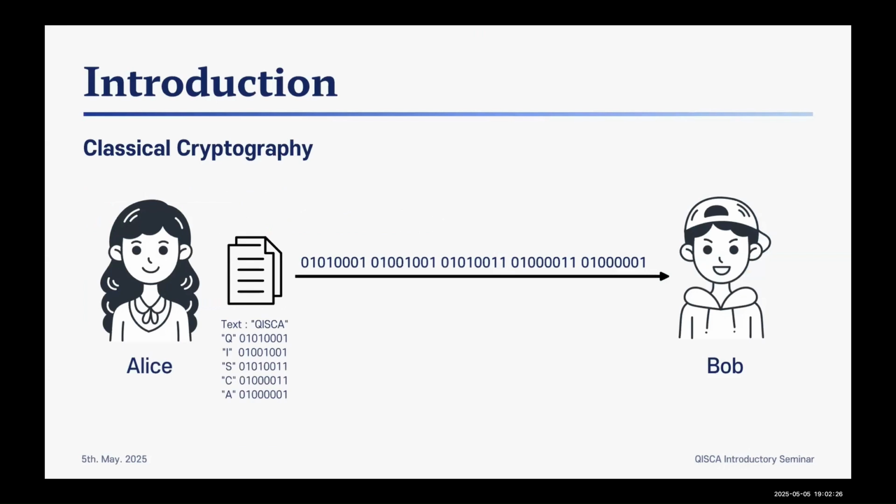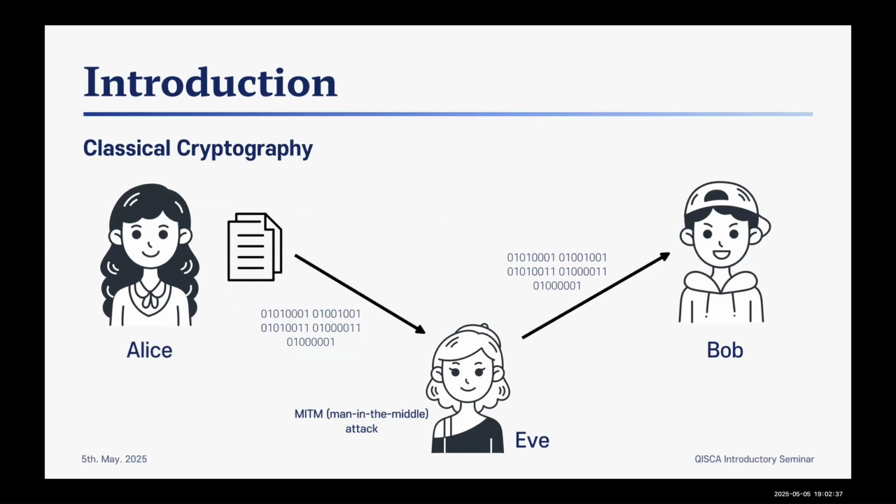Communication. Imagine Alice wants to send a message to Bob. In our modern digital world, we first convert the message into binary bits and then transmit it over some communication channel. But what happens if someone tries to intercept the communication? Let's say an eavesdropper, Eve, secretly gets in the middle of the communication between Alice and Bob. This kind of situation is known as a man-in-the-middle attack. Eve can pretend to be Bob when talking to Alice and pretend to be Alice when talking to Bob. In this way, she can intercept, read, and even alter the message without either side knowing.